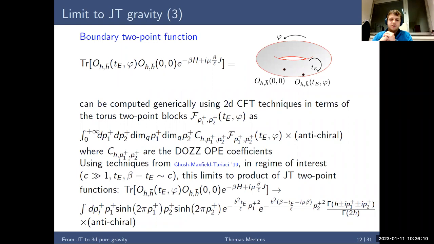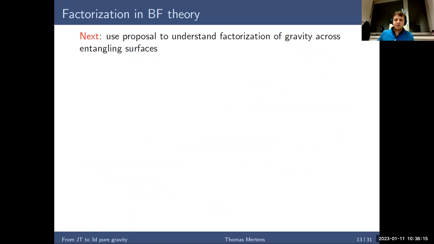Okay, so that was everything that I wanted to say about this proposal of a 3D gravity partition function. So now let's try to use this proposal to understand other aspects as well. And in particular, I want to focus on trying to understand factorization of gravity across entangling surfaces.